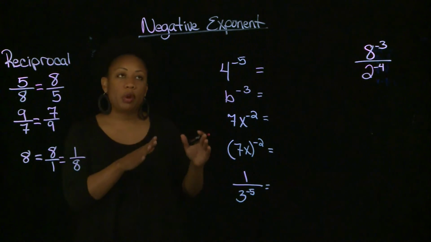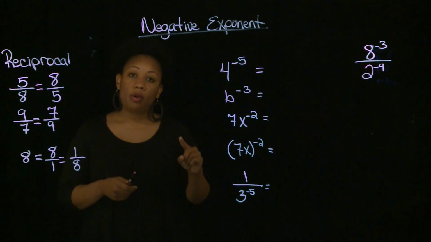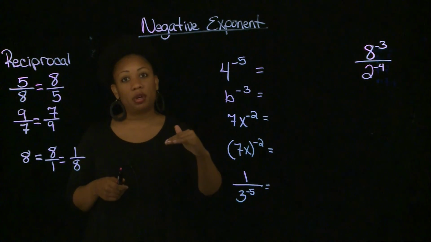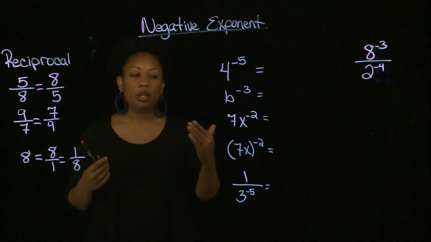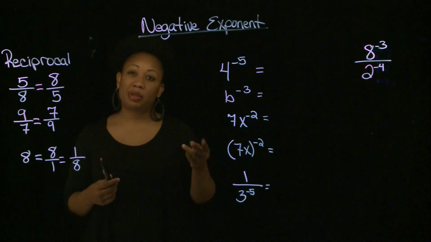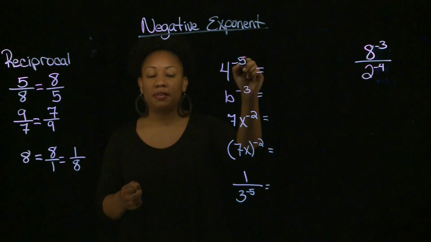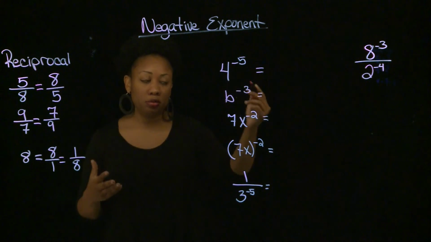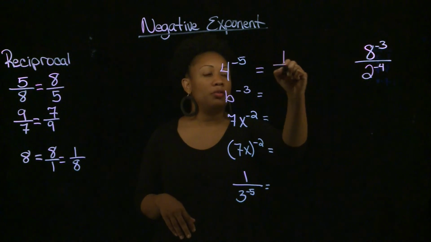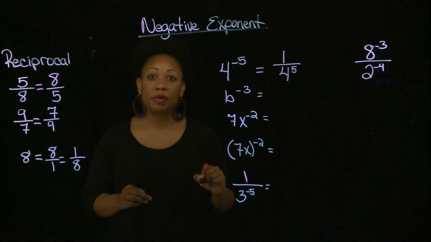Whenever you're dealing with negative exponents, you can think of it two ways. One way is you're putting the number under 1, or you can think of it as doing the reciprocal of that number, because we're going to be dealing with whole numbers and then sometimes fractions. So for instance, we have 4 to the negative 5. To make this negative go away, I'm going to do the reciprocal of 4, which is going to be 1 over 4. And then my exponent, instead of being negative 5, becomes positive.